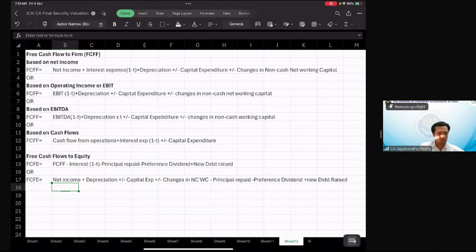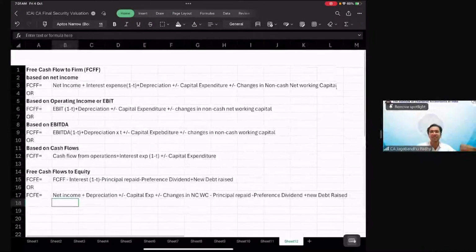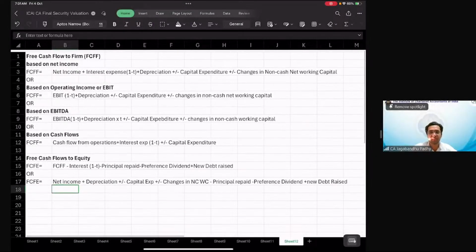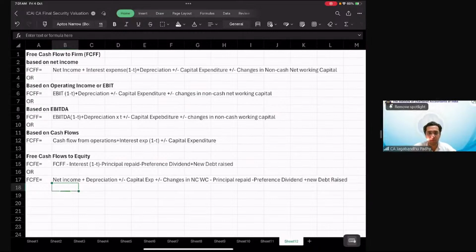Okay. So you compute these free cash flows, and then you go ahead with discounting those free cash flows to the current level by using, obviously, the cost of equity to arrive at the value of the shares. Okay. Now, let me just do one thing. Let's practice this concept with the help of a question.